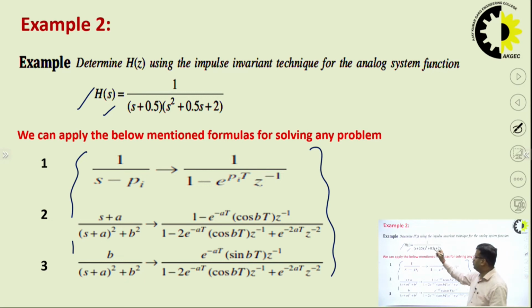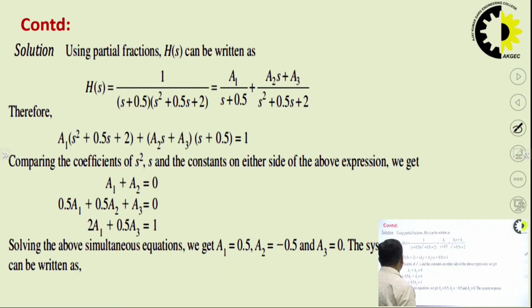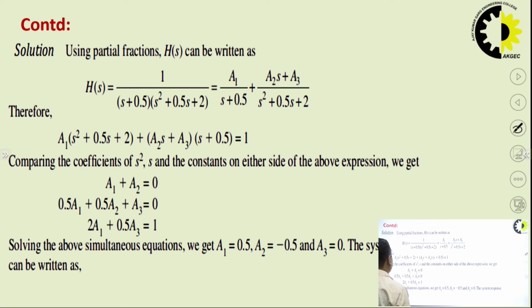So in this question you have to determine H of Z if H of S is given to you using the impulse invariant technique. So at first you have to solve this one, because directly no formula I can put here. One linear factor is there, but some quadratic equation also will be there. So I am using the partial fraction. So A1 upon this is the linear and this is the quadratic, so in partial fraction, (a2 s plus a3) upon (s square plus 0.5s plus 2).